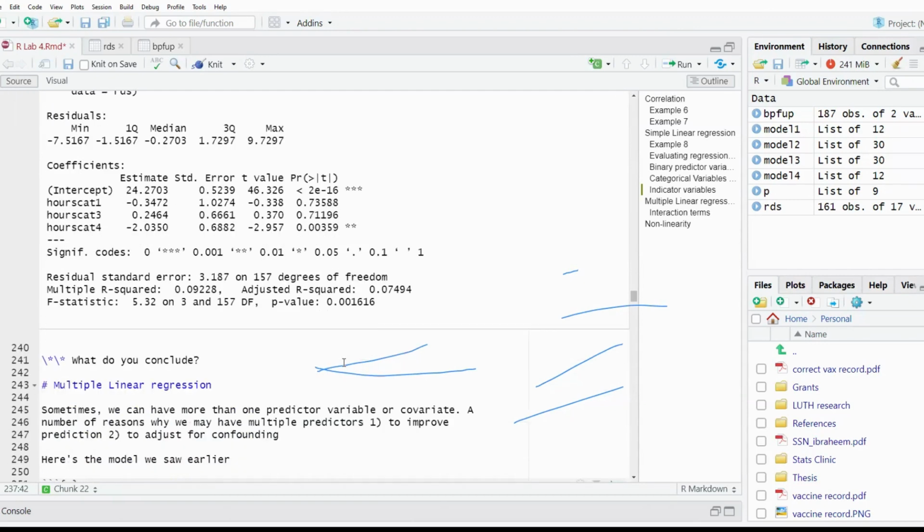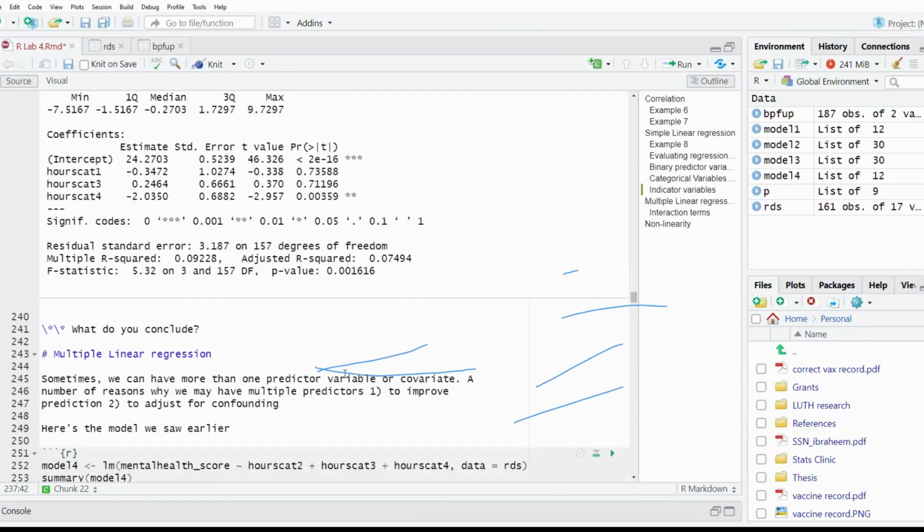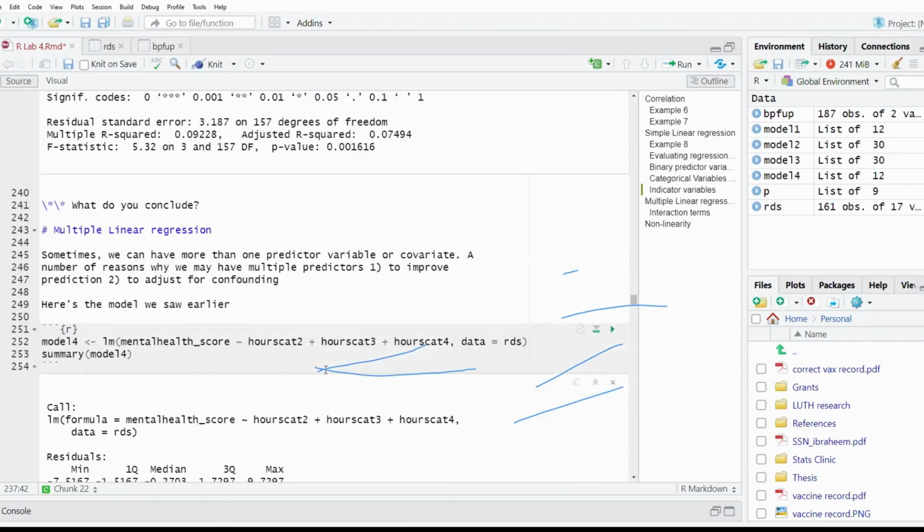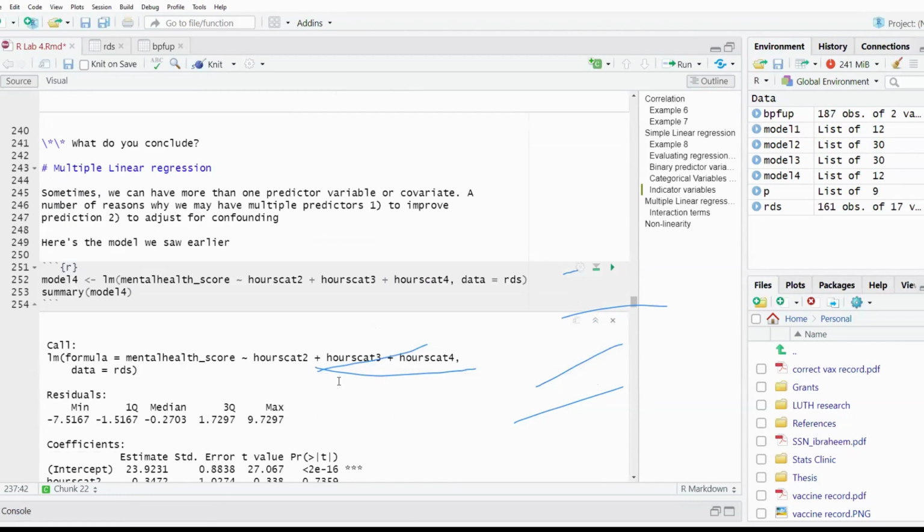Because now I'm moving to linear regression, to multiple linear regression. In the context of multiple linear regression, it's essentially the same thing that we just did, but we can include more than one predictor variable or covariate. A number of reasons why we might want to do that are to improve prediction or to adjust for confounding.